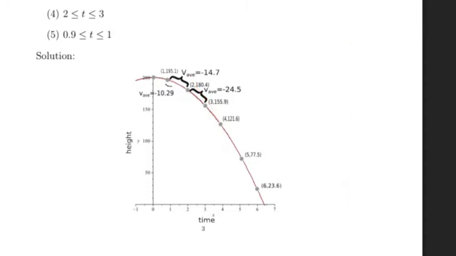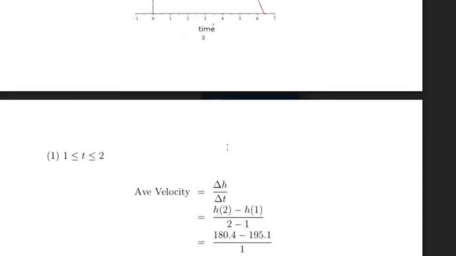Now, I have for each of the little time periods the height measured there. So after 1 second, it's 195.1 meters up. At 2 seconds, 180.4, and so on. And I've got the average velocities measured off for those first two. But let's go down and take a look at how that happens.